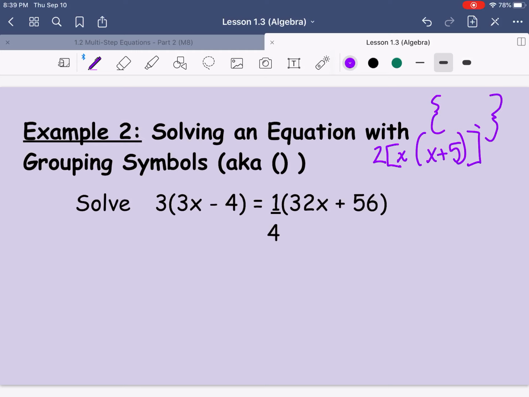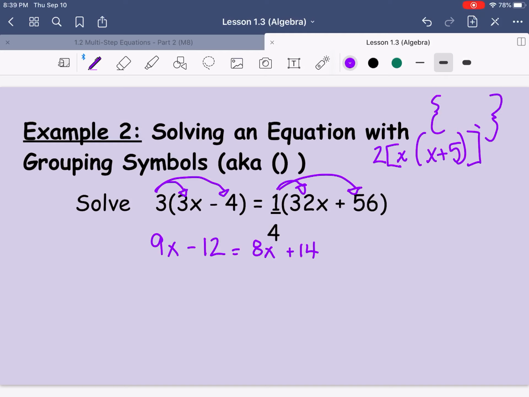So with our grouping symbols, we are looking at distributive property. And how do we distribute? We multiply, Mrs. Lee. Excellent. So we've got 9x minus 12. Okay. And then we're distributing the 1/4. So 1/4 times 32x would be 32x divided by 4, which leaves us with 8x. And then 1/4 times 56, that would be 56 divided by 4, which comes out to be positive 14.